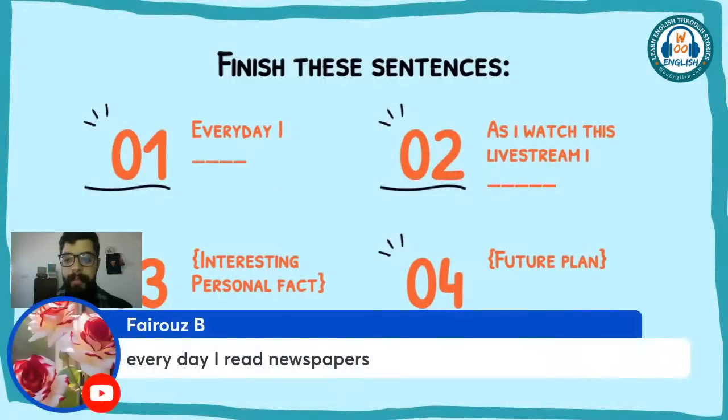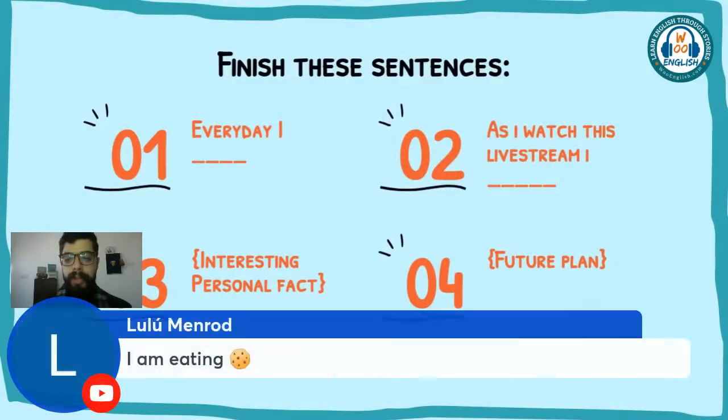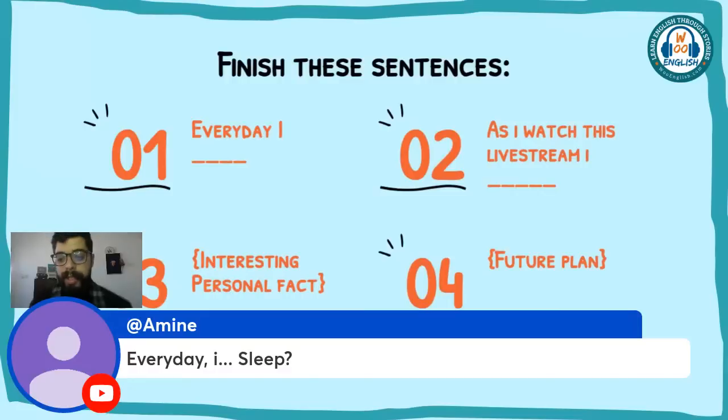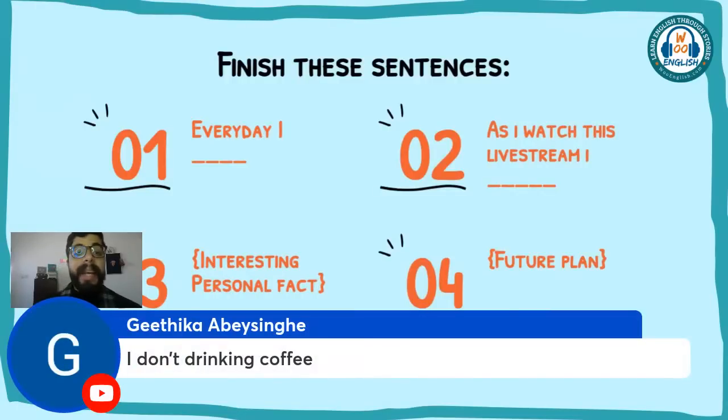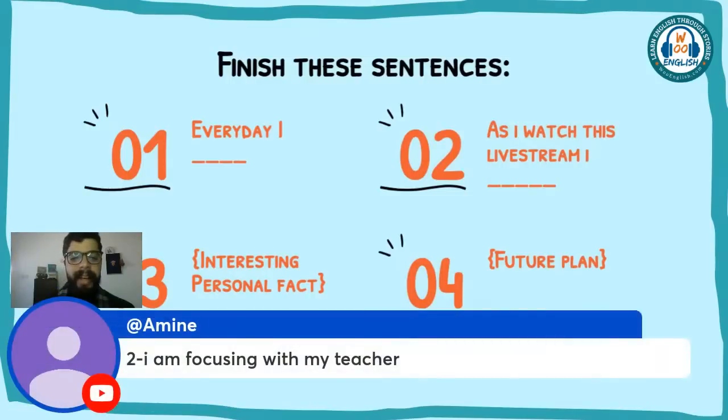Every day I read the newspaper, Feiruz. Lulu is watching this live stream, she is eating. Every day I sleep, of course. Great, Getika. I really love this example. This is a personal fact. Though, Getika, we should say "I don't drink," right? For the present simple, we don't add "ing." I don't drink coffee. This is a personal fact about Getika. I am focusing with my teacher. Great. Okay.